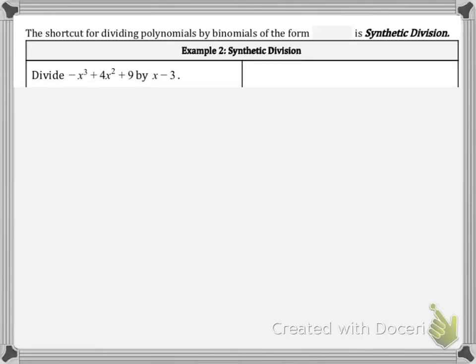So now that we've done long division, I'm going to show you the shortcut for dividing polynomials. You can only do it when the divisor is of a certain form, and that form is x minus k. Several things to note about this form. Number one is that the degree is just 1. We can only do it when the degree is 1, and also when the coefficient is 1. That's the biggest thing we need to notice.